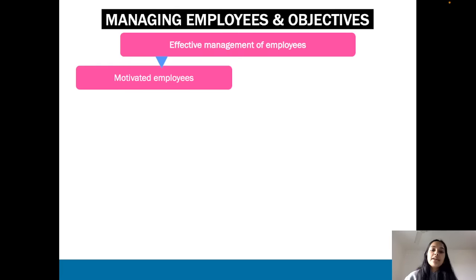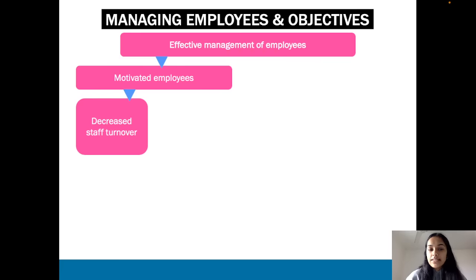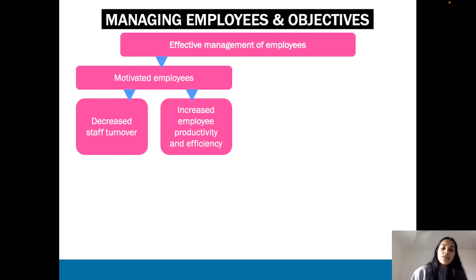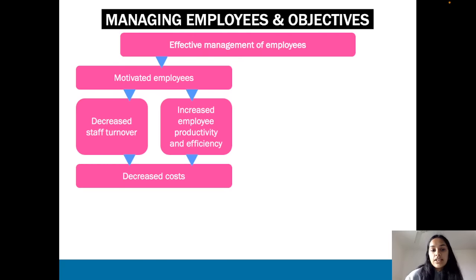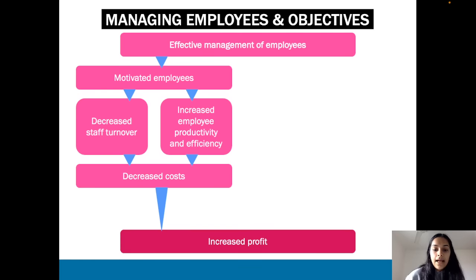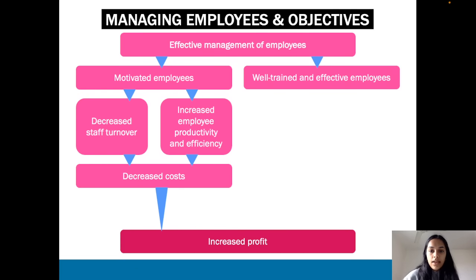So with the effective management of employees, employees are more likely to be motivated, and therefore that's going to impact staff turnover, but also help increase employee productivity and efficiency. So if the business has less staff turnover, and employees are able to work a lot more productively, that's going to mean there's going to be less cost for the business, and therefore it's going to be more profit.